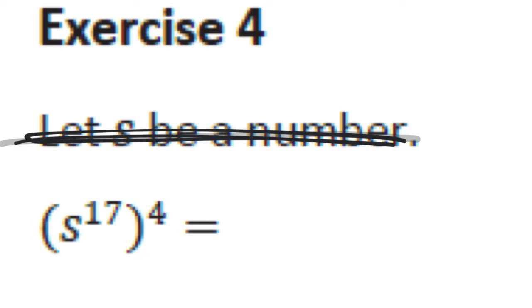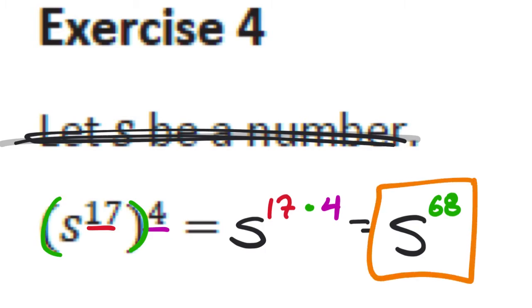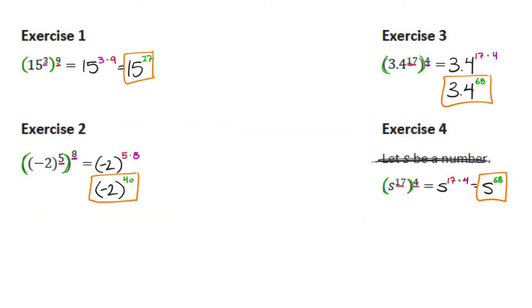So the base is going to stay the same, and it is okay for it to be a letter such as S, but the two exponents, in this case 17 and 4, since they are separated by parentheses, I will need to multiply these out. So my base S stays the same, but 17 times 4, yeah, we've seen that one, 68 already. So S to the power of 68, and we're done with this one.